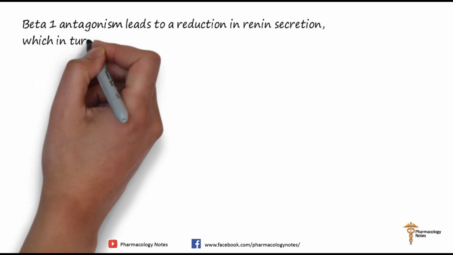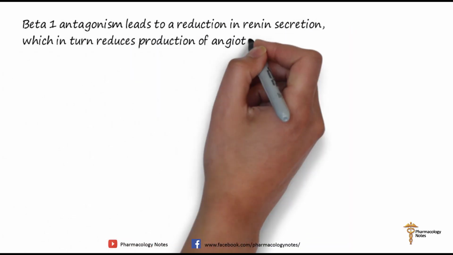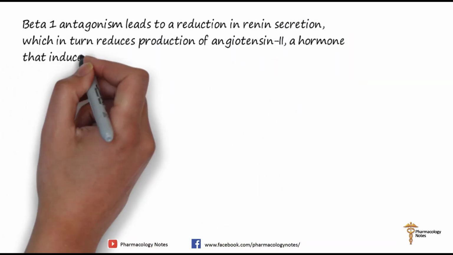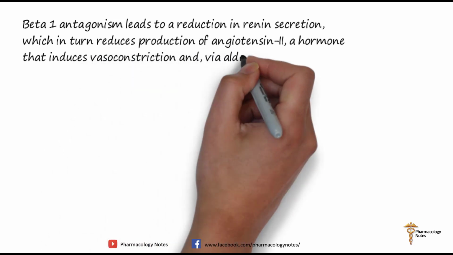Beta-1 antagonism leads to reduction in renin release, which in turn reduces production of angiotensin II, a hormone that induces vasoconstriction and aldosterone retention.